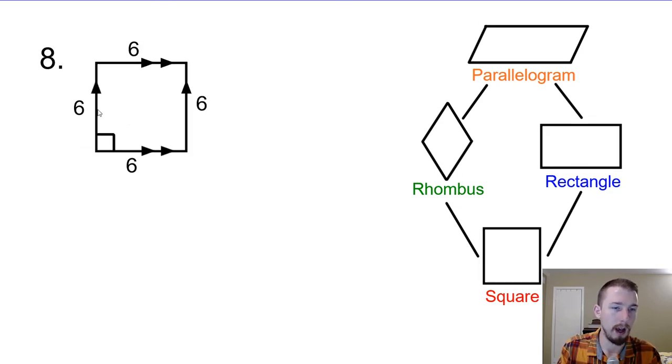Then on this one we have opposite sides are parallel, so it's at least a parallelogram. All the sides are the same, so it's at least a rhombus. And then we have a right angle. It's got a little bit of trace of baby daddy in there. So we can prove that baby daddy is a rectangle. So it's a rhombus and a rectangle, so it's going to be a square. So this one is a square.